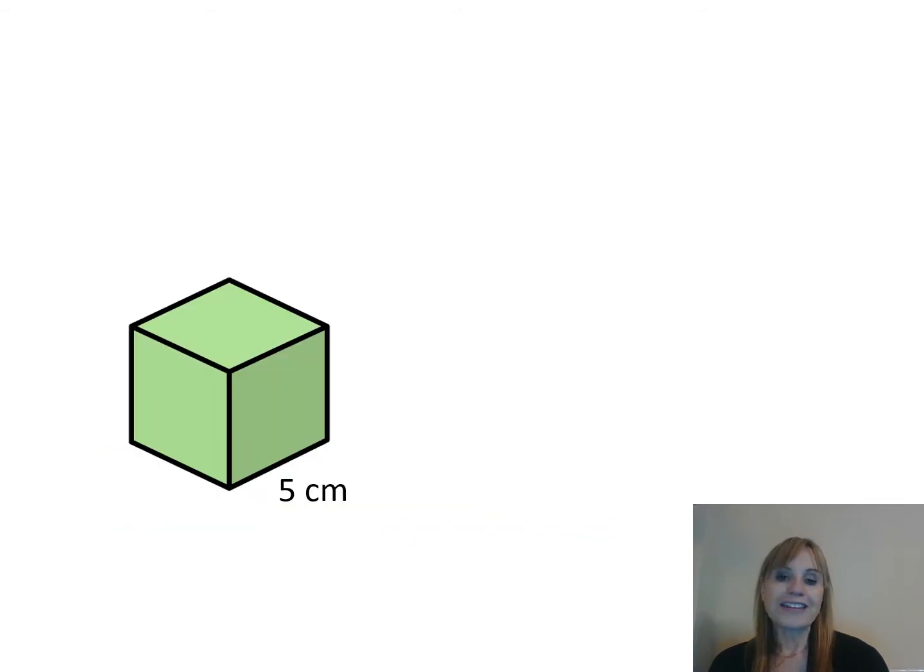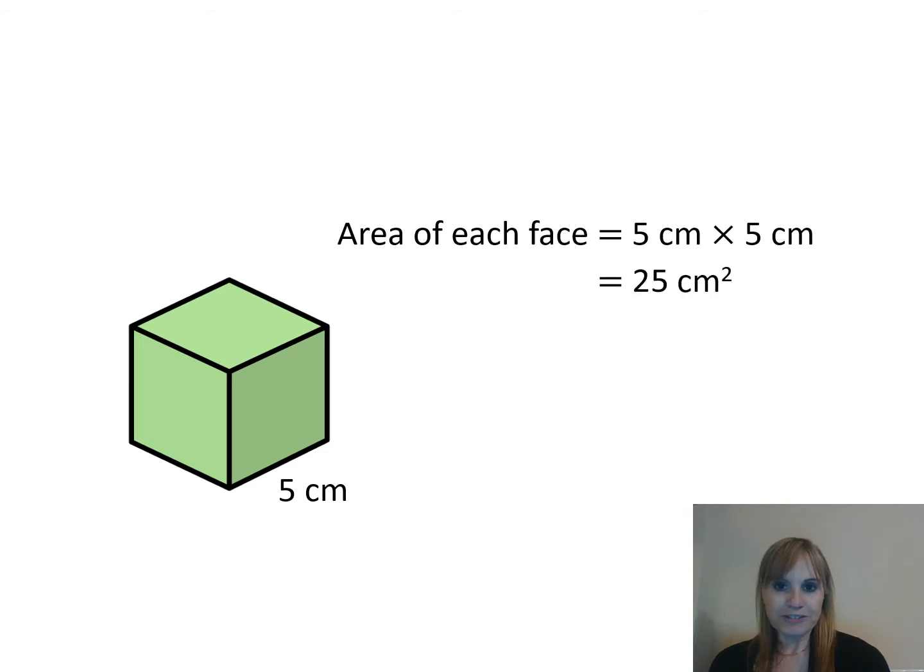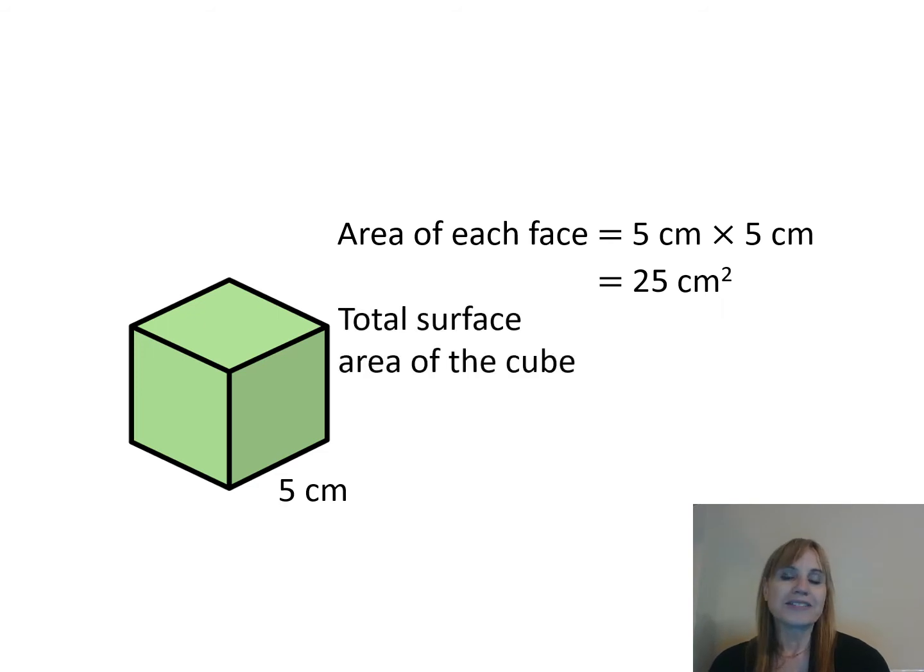You can also find the area of a cube without drawing the net first. For this example, I can see that the length is 5 centimetres, and because it's a cube, all the sides are the same length. So the area of each face is 5 times 5, which is 25 centimetres squared. And again, there are 6 sides of a cube, so therefore 25 times 6 gives a total surface area of 150 centimetres squared.